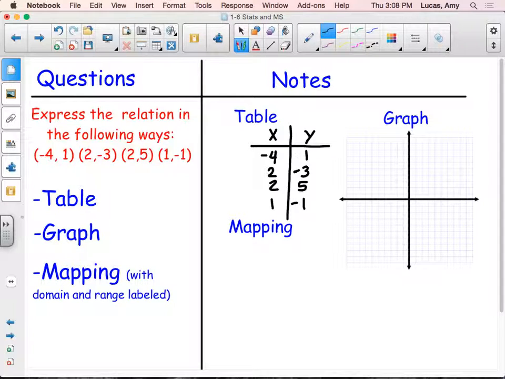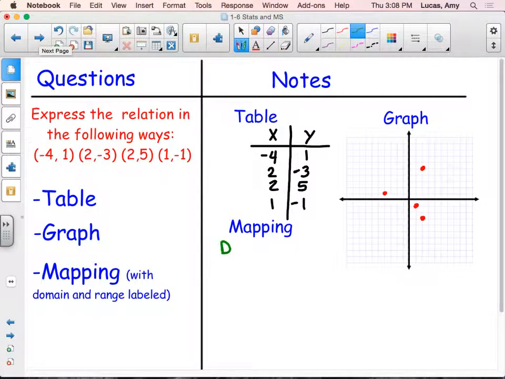Okay, next up, graphing. Negative 4, 1, 2, negative 3, 2, 5, and 1, negative 1. There we go. And last but not least, our mapping with the domain and range labeled.